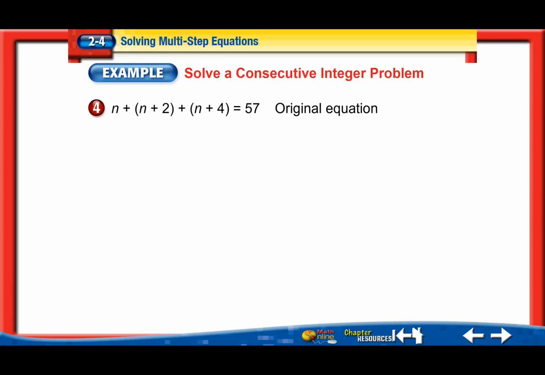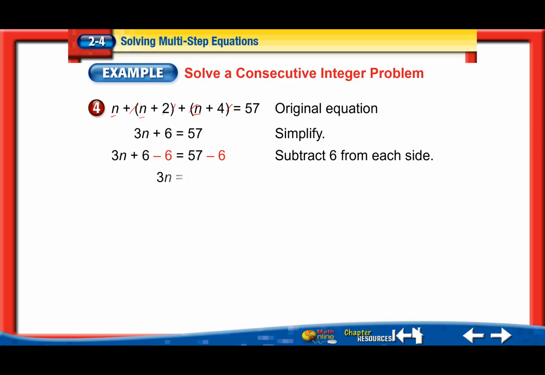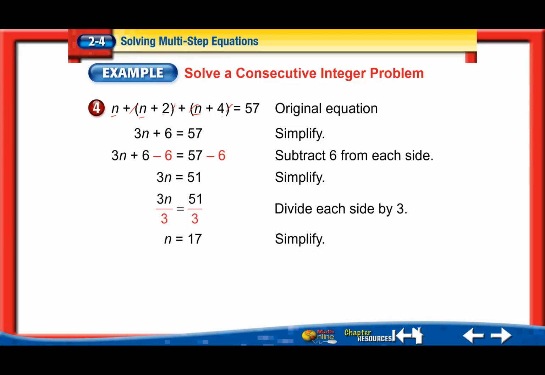From here, we're going to take this original equation and simplify. There are 3 n's here. These parentheses don't matter because it's all addition, so we can just lose those. So we have 1, 2, 3 n's. That's where the 3n came from. And then 2 and 4 comes to 6. From here, we know what to do. Subtract 6 from both sides. Divide by 3. Comes out to 17.